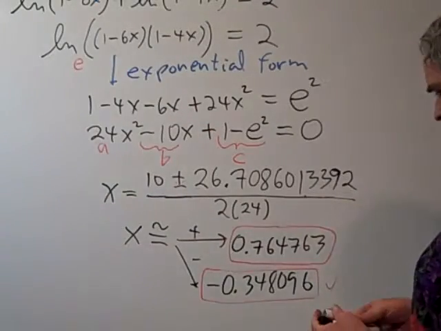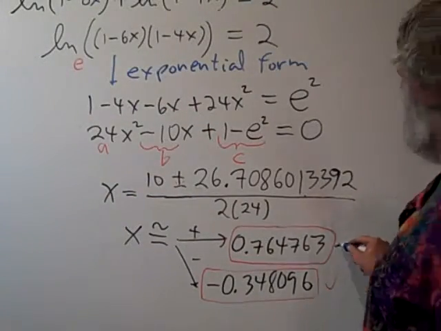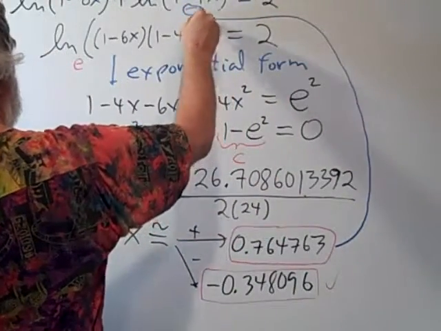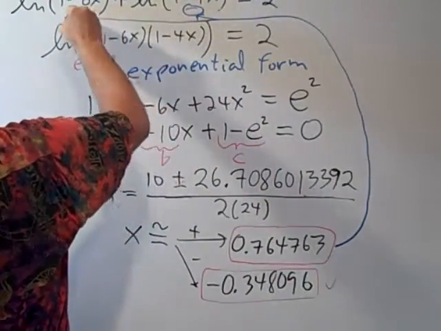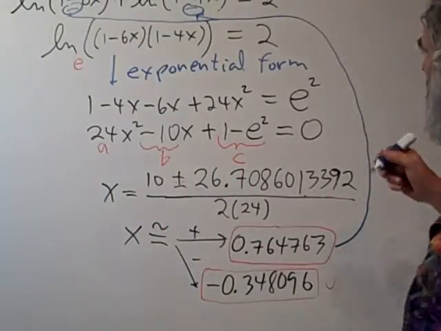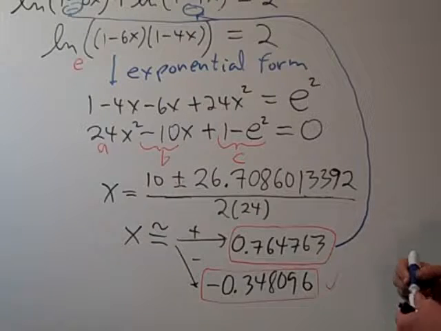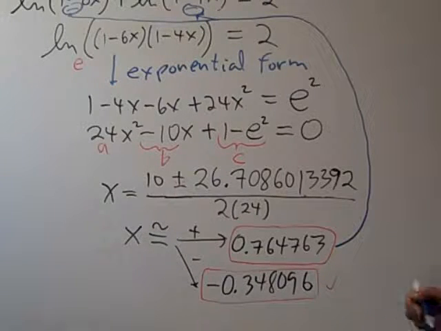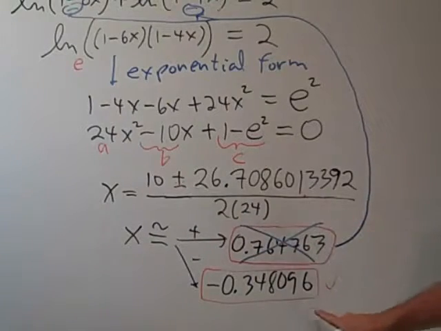So this time the positive one results in a negative here, and it also results in a negative argument here. So logs don't eat negative numbers. Since it causes the logarithmic arguments to become negative, we have to exclude this one. And that's our only solution then for x.